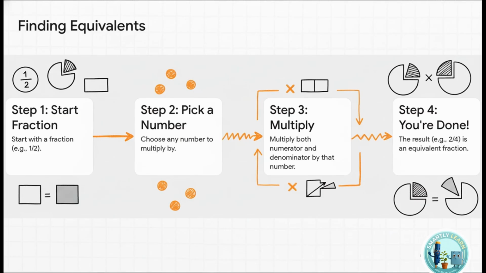It's so easy. Just take any fraction, let's say 1/2. Pick any number you want, let's go with 2, and just multiply the top and the bottom by that number. So 1 times 2 is 2, 2 times 2 is 4, and boom, 2/4 is equivalent to 1/2. You can do that with any number forever.